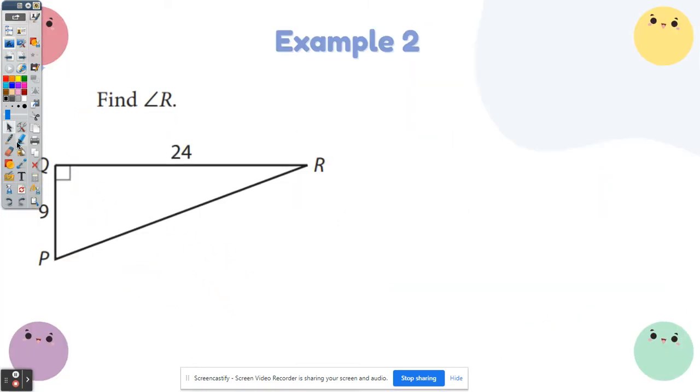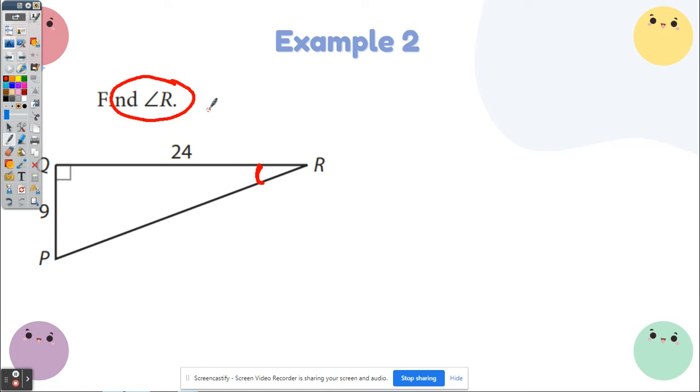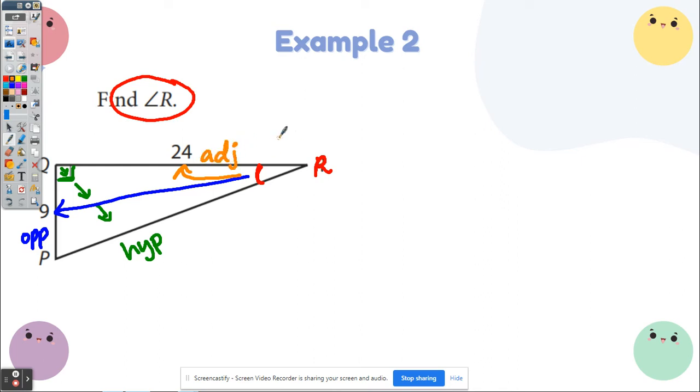Here's example 2. They want us to find measure of angle R. Here's angle R. I'm going to circle it in red so you see that I'm doing it in red. This is what we're trying to find. And so first I'm going to highlight the right angle, make a little arrow with it. That is your hypotenuse. Sorry. Then you have your angle R far away. That is your opposite. Then you have the only other side we didn't label yet, which is QR. That is going to be your adjacent.